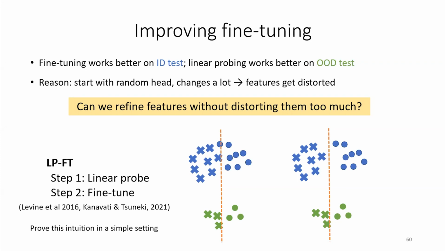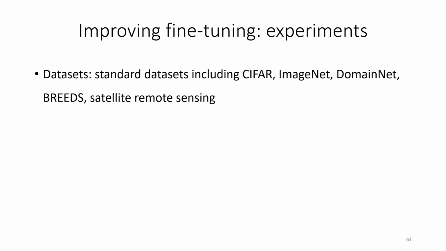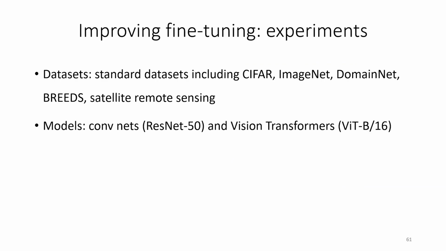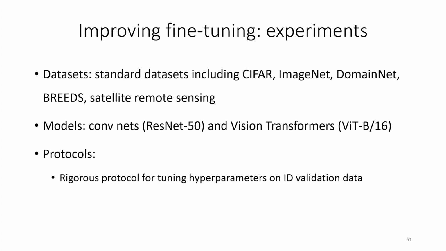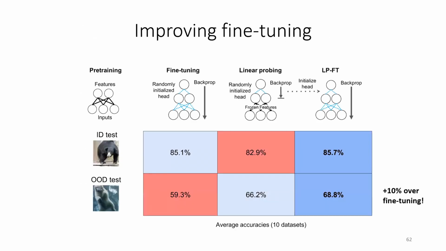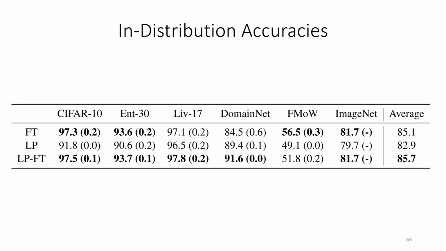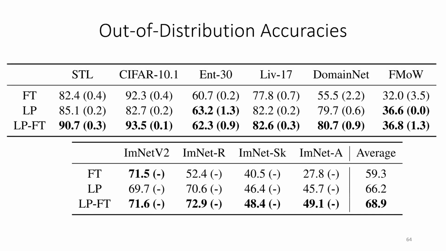So how does this do in practice? We ran experiments on standard data sets with a bunch of standard models, and we have a very rigorous tuning protocol that fairly compares these different methods. The executive summary is that this method of just initializing the head before fine-tuning did a lot better. It got about 10% better accuracy OOD. And the improvements were pretty much across the board: for ID on 5 out of 6 data sets, and OOD on all 10 data sets.